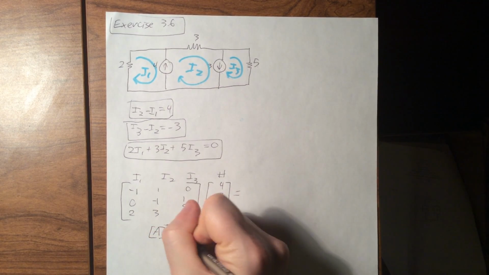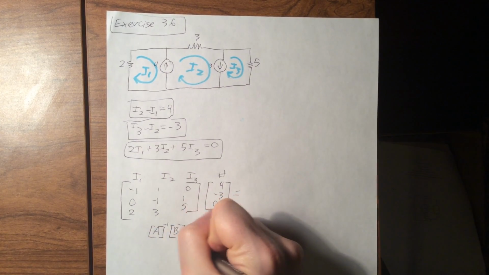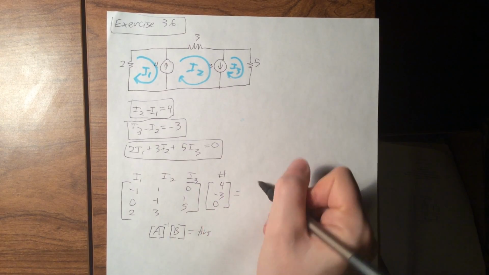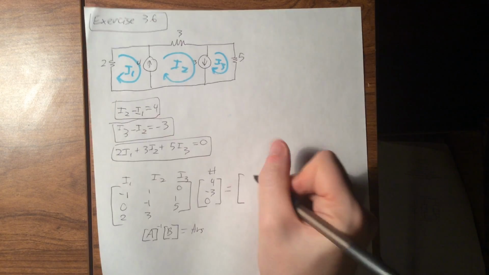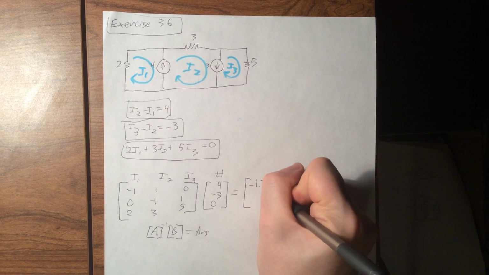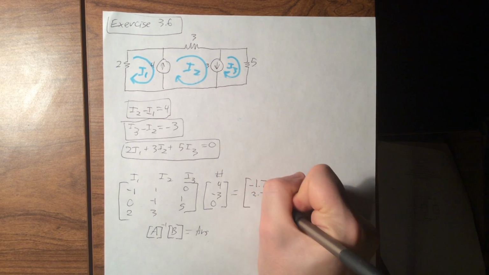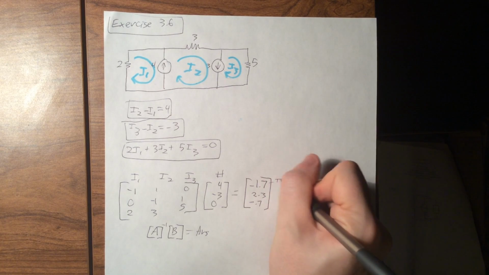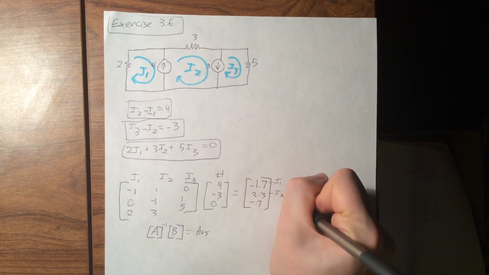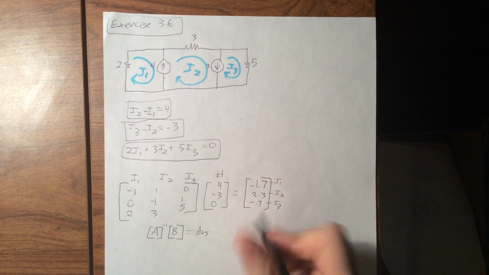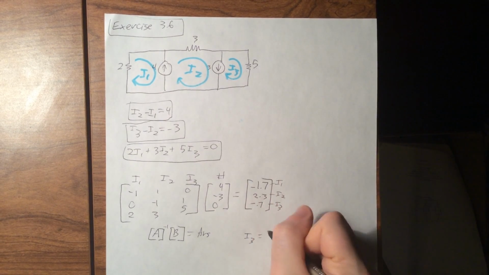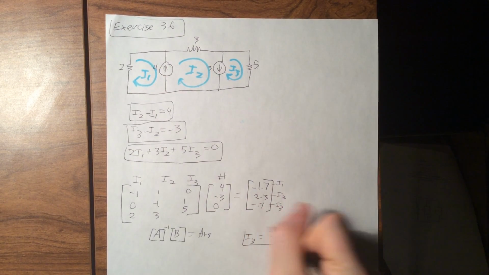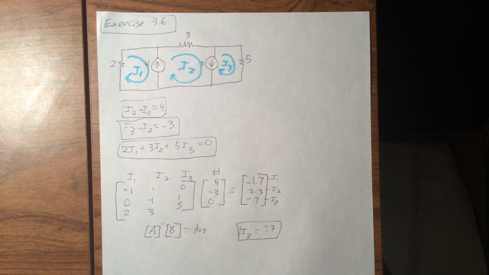A matrix inverse times B matrix equals the answer. And this is going to equal minus 1.7, 2.3, minus 0.7. This one is I1, this one is I2, this one is I3. I3 equals minus 0.7. Done. That one was fun. I like that problem.